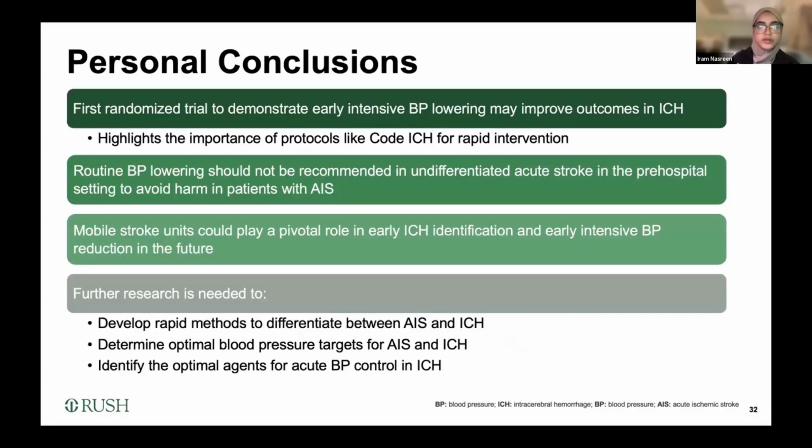So my personal conclusions from this are that this was the first randomized trial to demonstrate early intensive blood pressure lowering may improve outcomes with ICH. And I think this highlights the importance of protocols like Code ICH for rapid intervention.